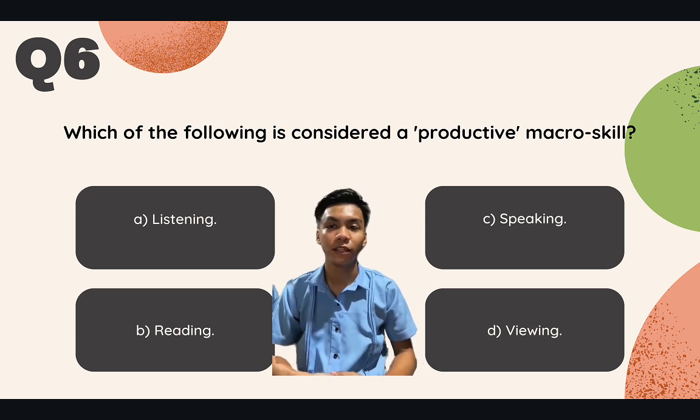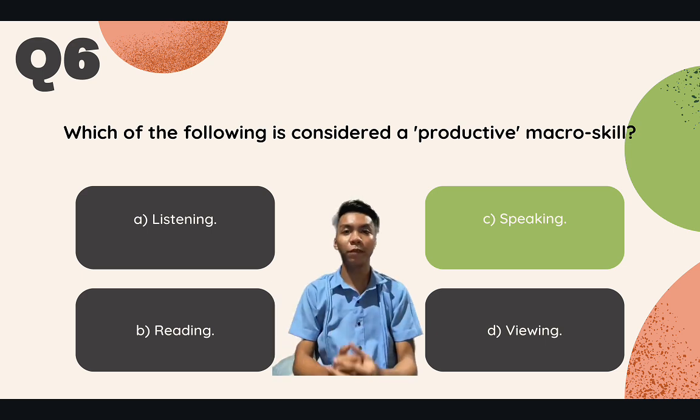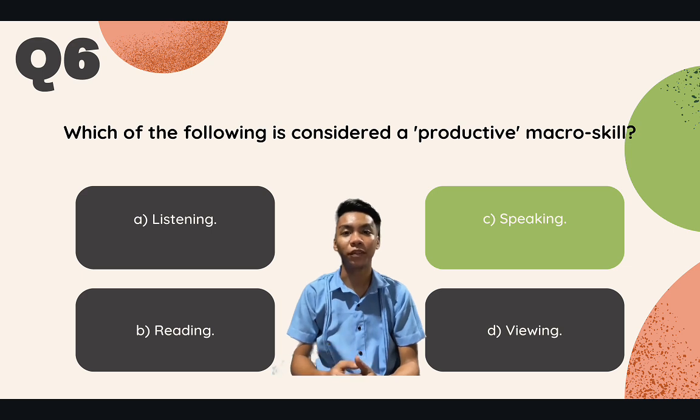Time's up. The correct answer is letter C. Speaking. Productive macro skills involve producing language, meaning the learner is actively generating spoken or written output. Speaking is a productive skill because it requires the learner to formulate and articulate thoughts verbally.